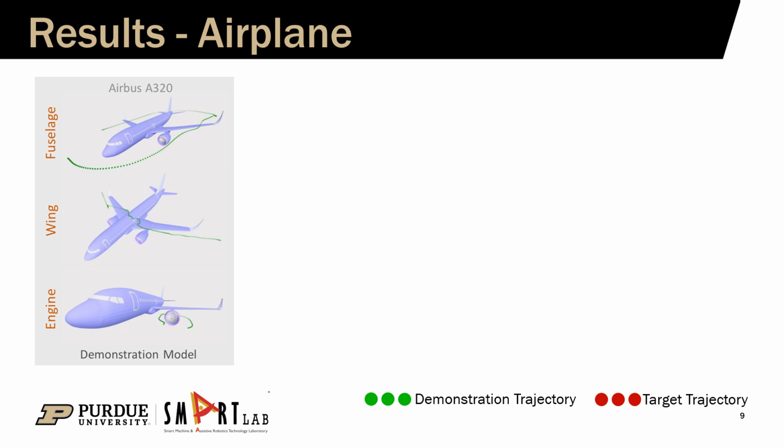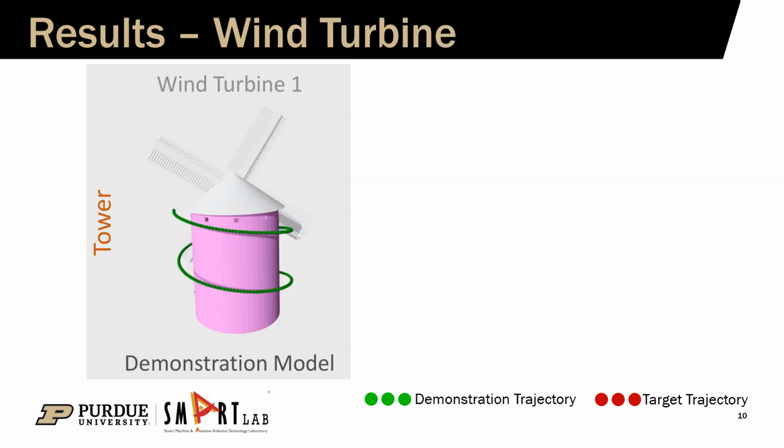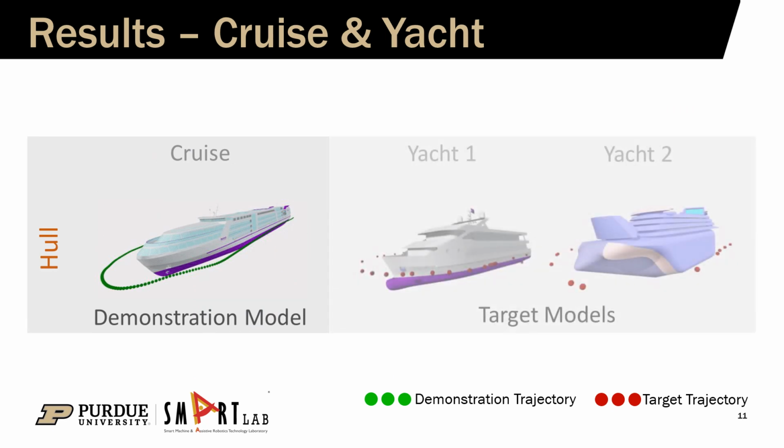Here, we show demonstration trajectories for inspecting the fuselage, wings, and engine of an Airbus A320 model. Using the same, we compute similar trajectories for Airbus Beluga, B777, and B747, which have different geometries and scale. Following are the demonstration and target trajectories for inspecting the tower of various wind turbine models. These are the demonstration and target trajectories for inspecting the hull of various ships and yachts.